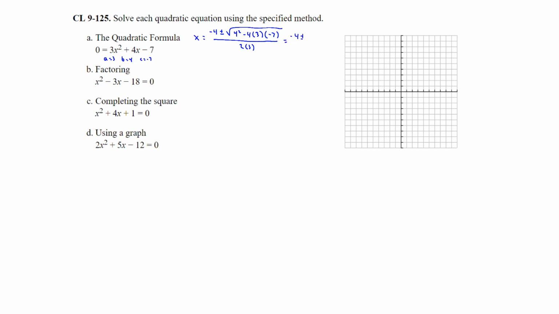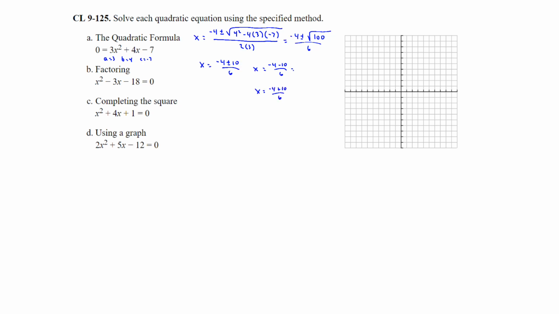So that would be negative 4 plus or minus. Plug 4 squared minus 4 times 3 times negative 7 into your calculator and see what you get. And so we have the square root of 100 divided by 6. The square root of 100 is a perfect square. So we have negative 4 plus or minus 10 over 6. And then we can separate that into both of our different answers. Negative 4 minus 10 over 6 and negative 4 plus 10 over 6.